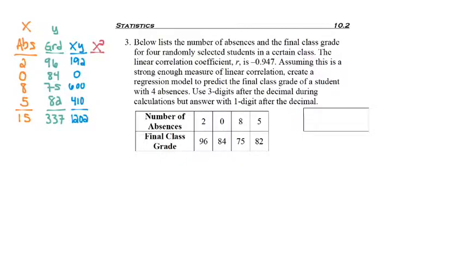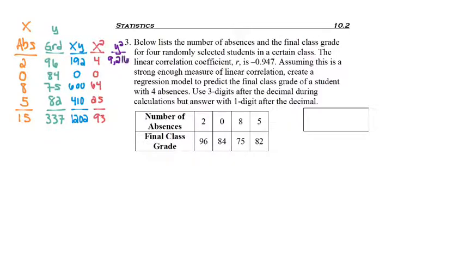1,202. Next I need to make my X squared column, so 2 squared is 4, 0 squared is 0, 8 squared is 64, and 5 squared is 25. Totaling the column, I get 93. And last is my Y squared column. This one's going to get big.